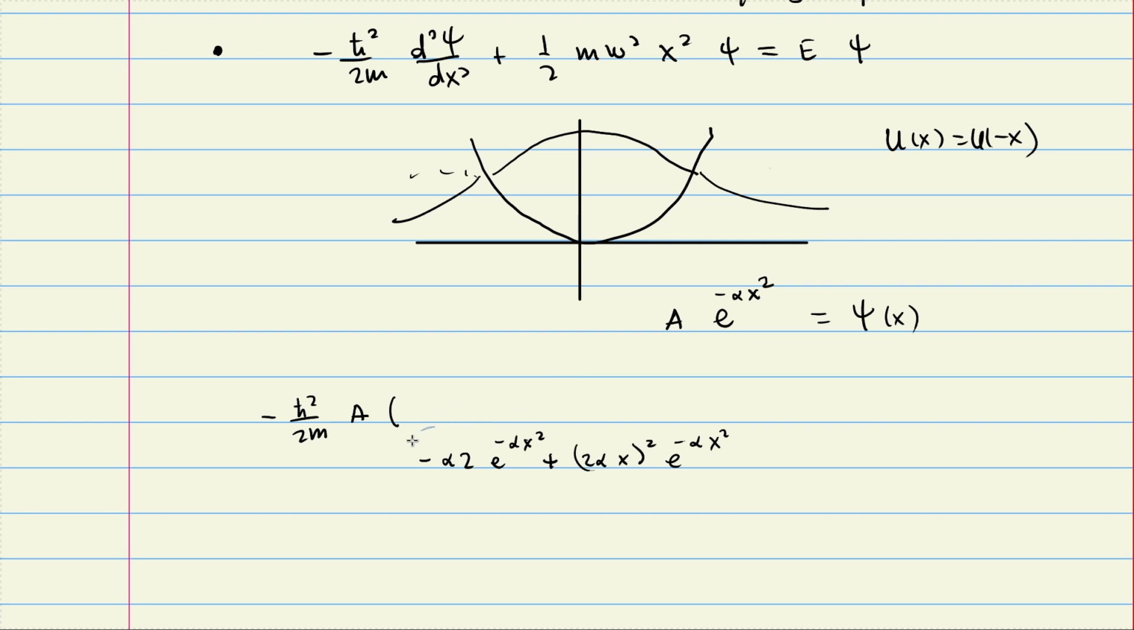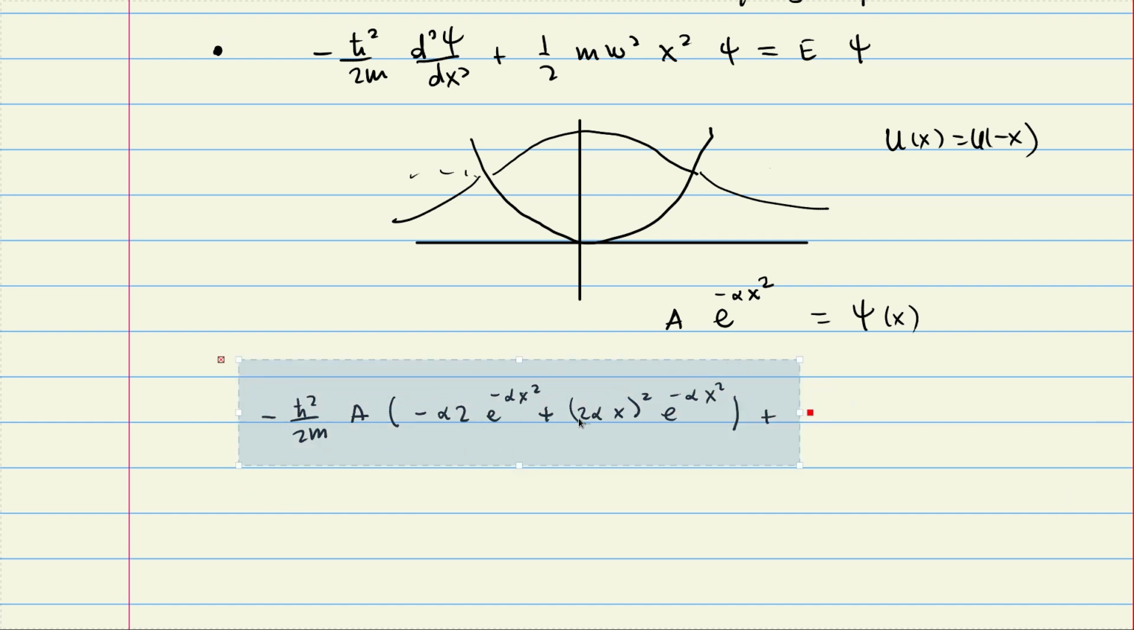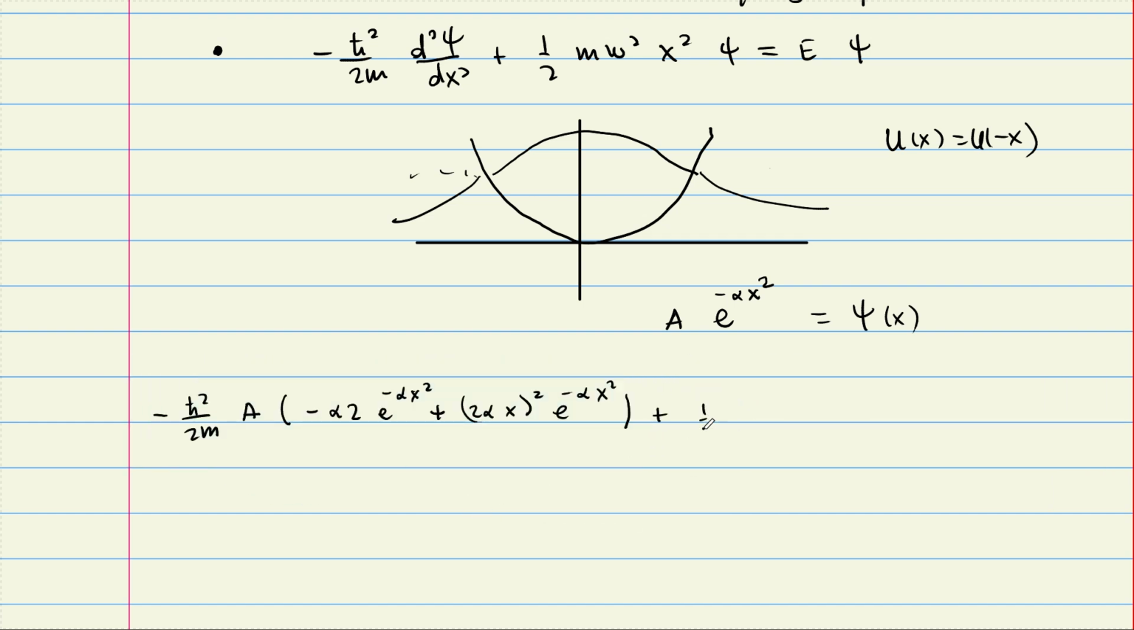So this is x, and this is the second derivative. And close it. Plus 1/2 m omega squared x squared, exactly the same thing, is equal to some energy times exactly the same thing.